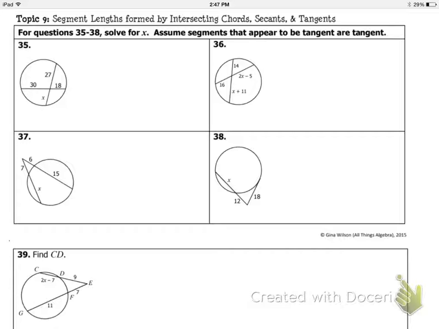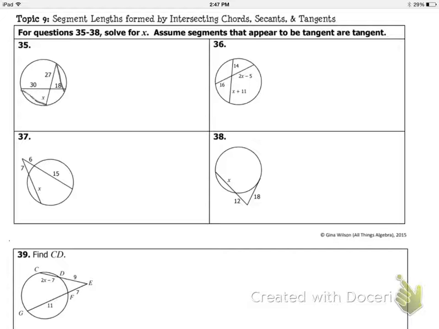Alright, on number 35, I have these two intersecting chords, and I want to just remember that, let's say this one's A and B, and this is C and D. If I do the ratio of A over C, that should equal the ratio of B over D. And if I cross multiply those, that means AD equals BC. So the two segments of the straight lines multiplied together are equal.